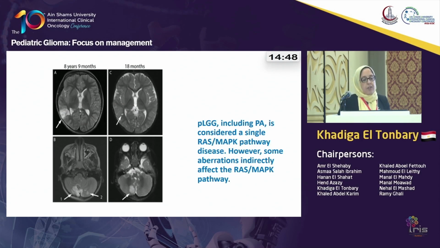This is an image from a Noonan syndrome patient. The one on the right is at the age of 18 months, and the one on the left at the age of 8 years and 9 months. Usually in pediatrics, Noonan syndrome is an autosomal dominant syndrome. It's a RASopathy related to this pathway, and growth hormone is indicated in such patients, and sometimes it's debatable whether this will affect the patient and lead to progression of such gliomas if they are present.